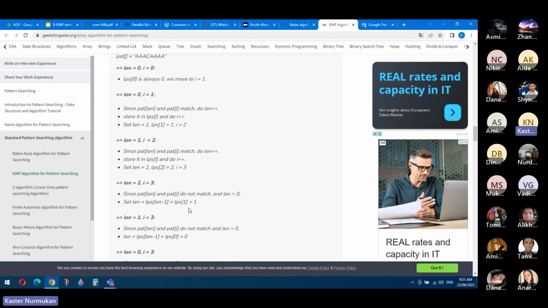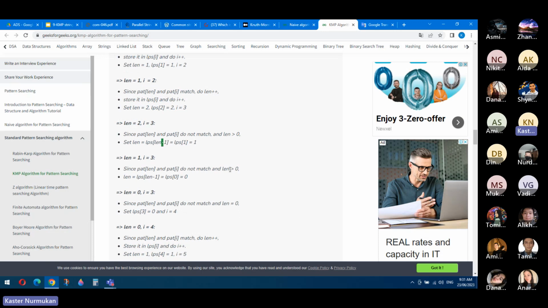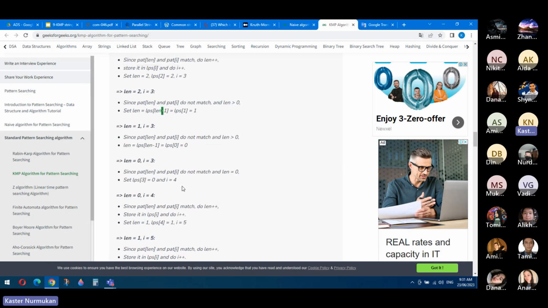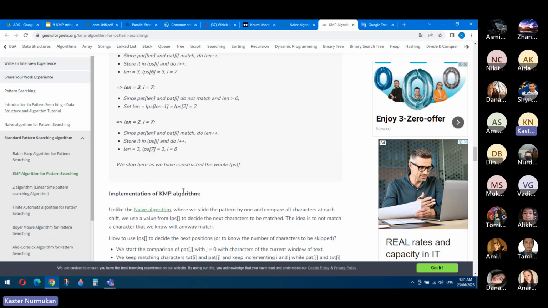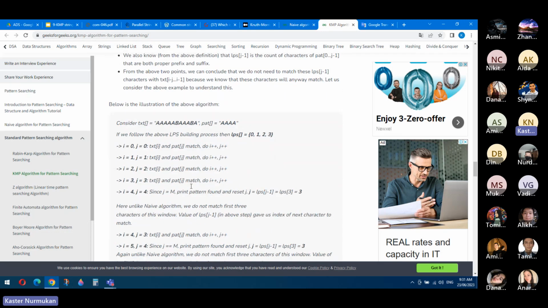If it doesn't match, it will be -1 to save the value. If it is equal to 0, then it will be reset back to 0. So that's the algorithm itself.